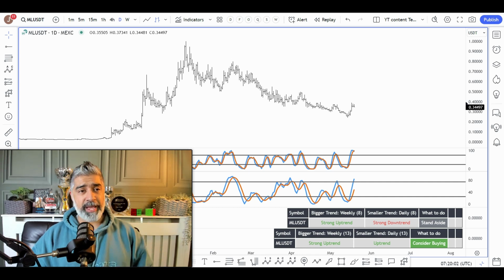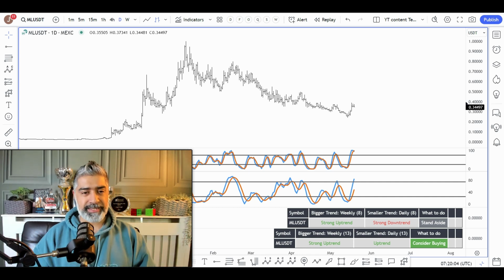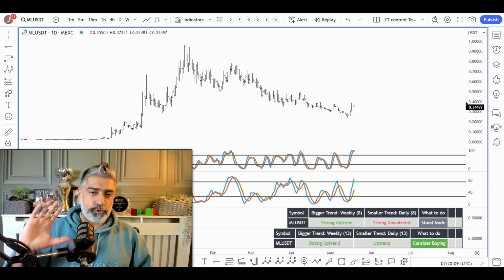So the fourth pair is Mint Layer. ML is the ticker symbol. This nice clean pattern that we're seeing over here. And we're going to draw on the TA.